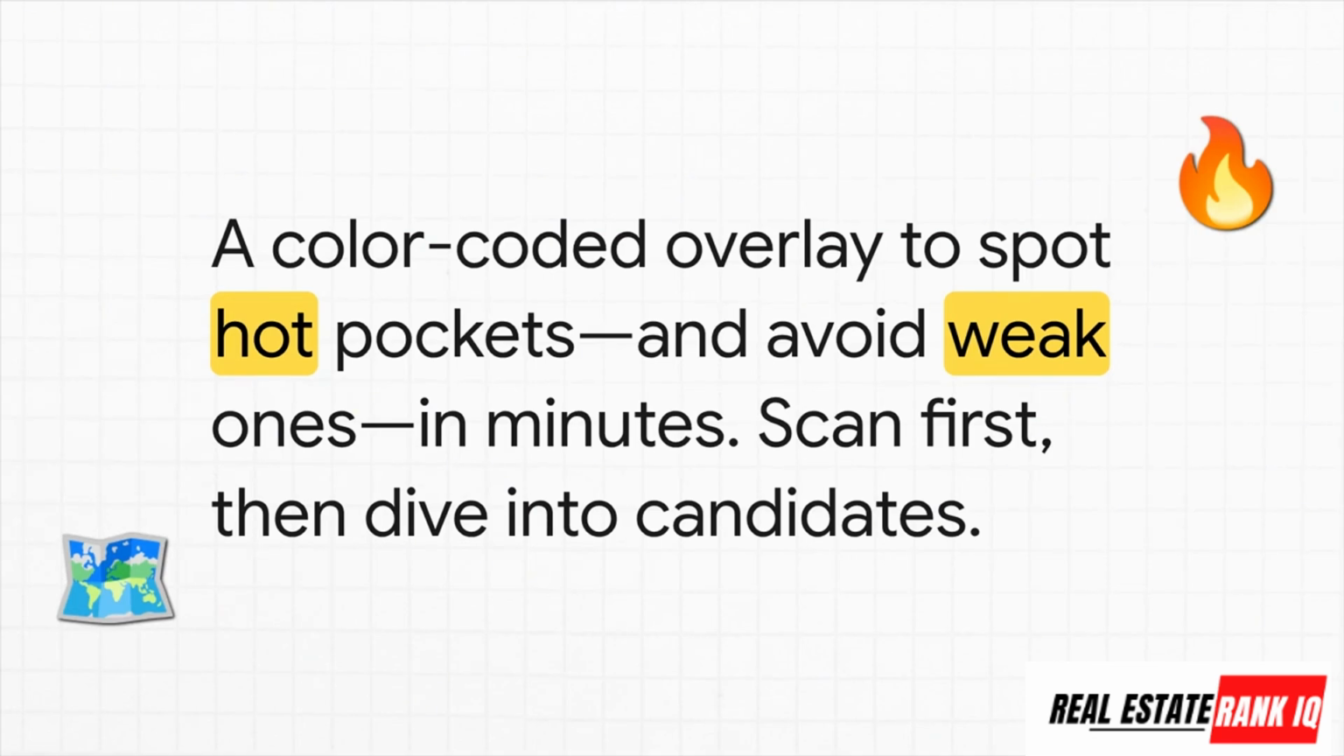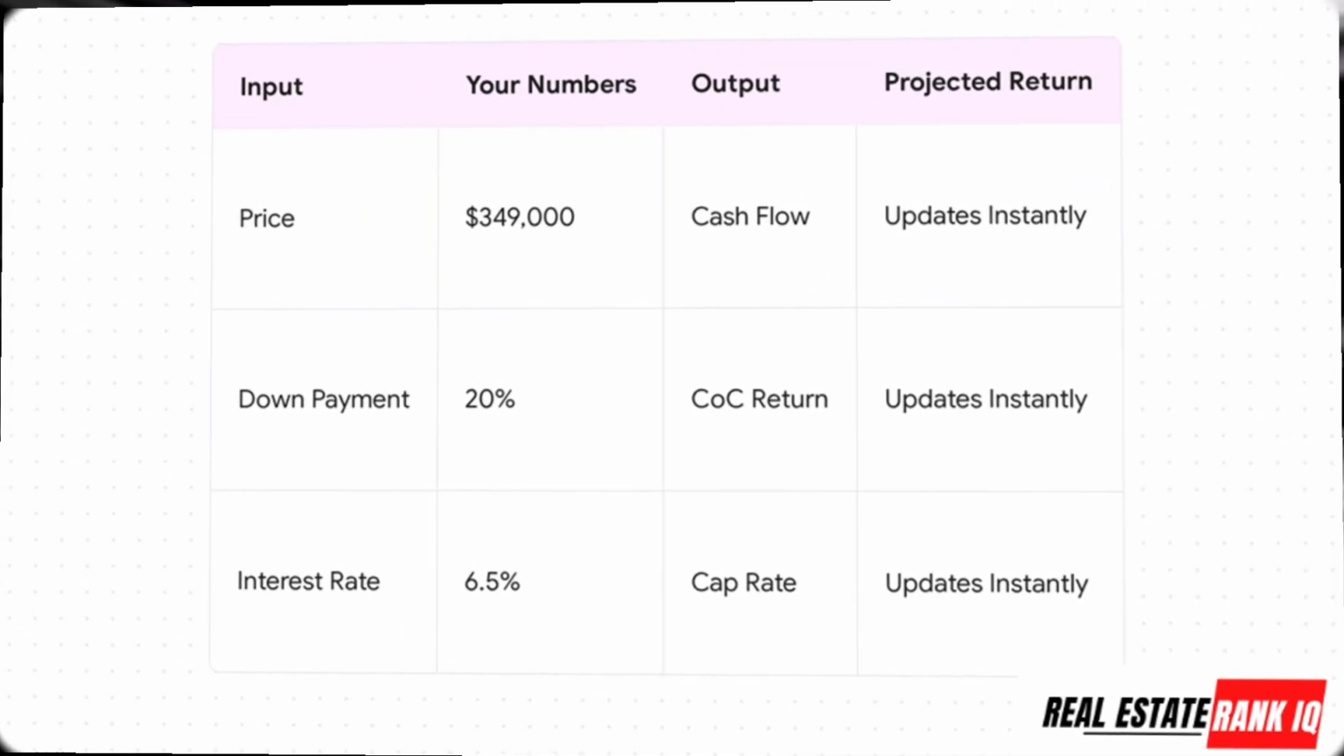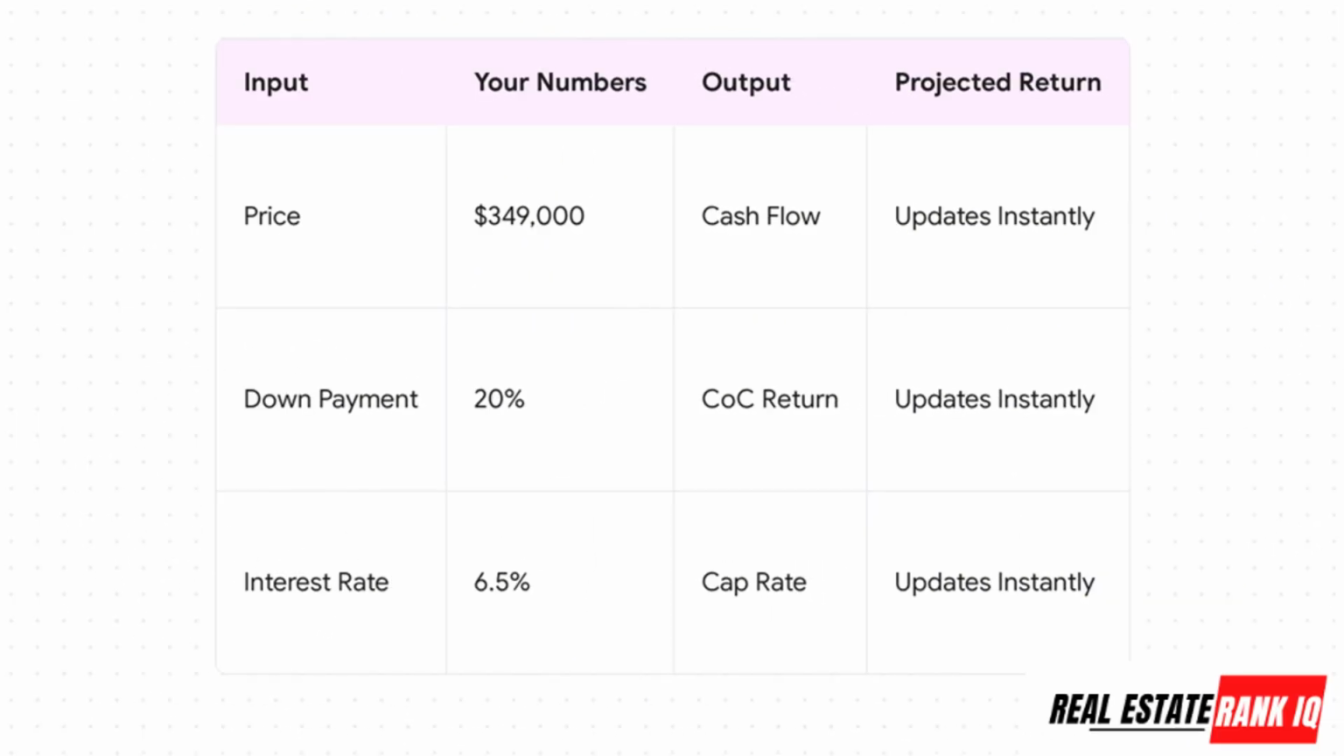Now that heat map, that is your visual shortcut to success. It's a color-coded map that instantly shows you which blocks have the best rental income, the highest cash-on-cash return, or the best occupancy rates. It lets you spot those hot pockets and, just as important, avoid the duds, all in a matter of seconds. And then you get to the calculator. This thing is basically your instant underwriting machine. You plug in your own numbers, the price, your down payment, the interest rate, and you can watch the cash flow and returns update right before your eyes. It's pretty much the pro forma you wish every single listing came with.